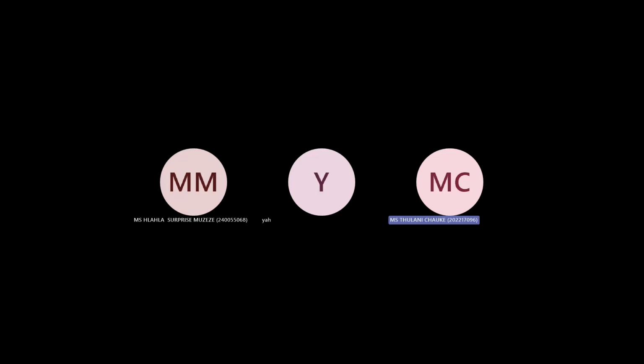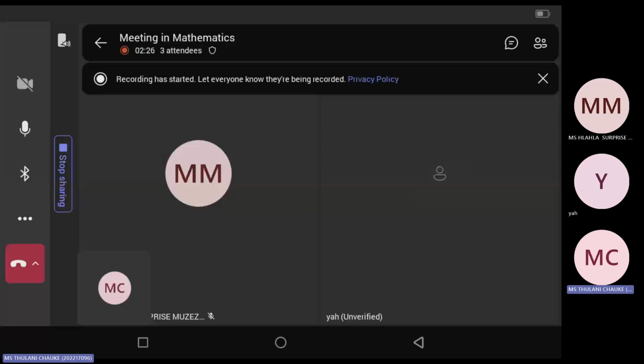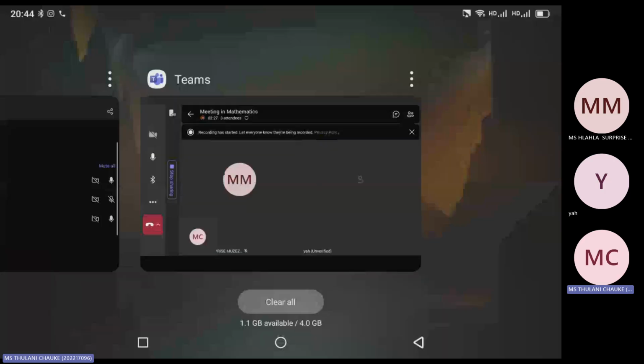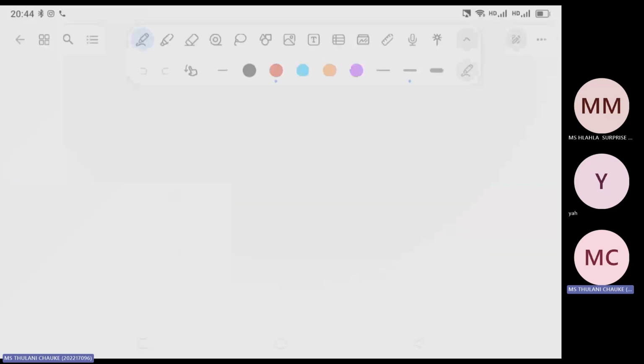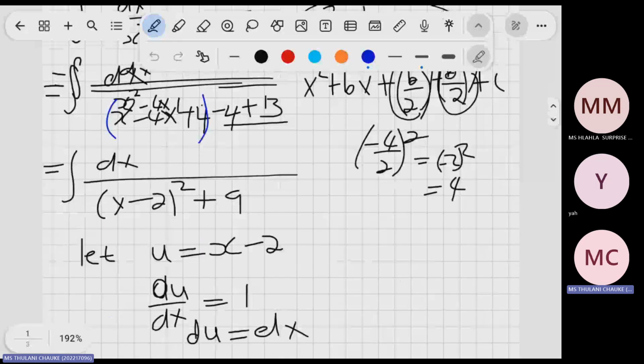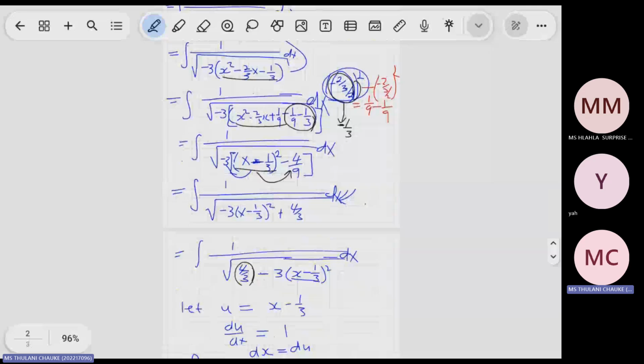Now we want to do what it was doing. So we're still integrating this one. Let me scroll. We're still integrating this question, number 2.